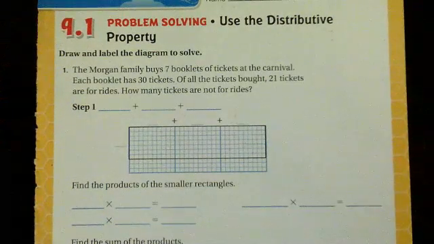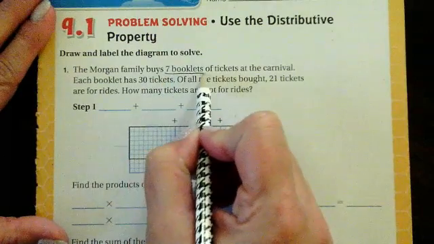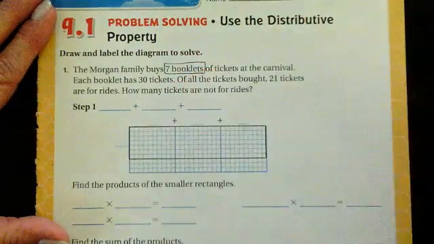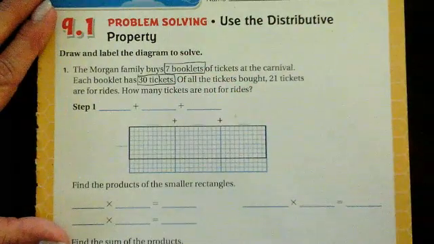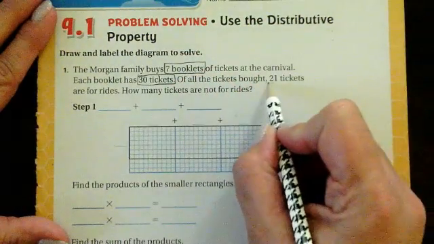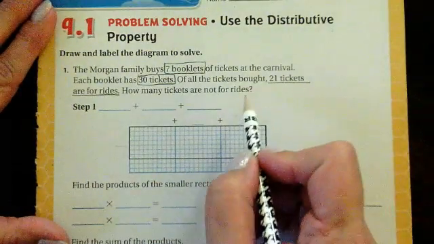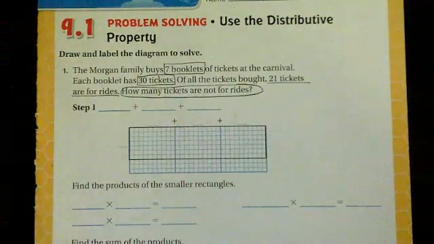Okay, so what are they asking us to find in this problem? Let's read it one more time to make sure that we can pick out the important information and to really understand what they're asking us to figure out. It says the Morgan family buys 7 booklets of tickets at the carnival. So 7 booklets is important. Each booklet has 30 tickets. Ooh, that's also important. Of all the tickets bought, 21 tickets are for rides. How many tickets are not for rides? Okay, so this is what they want us to find. How many tickets are not for rides?